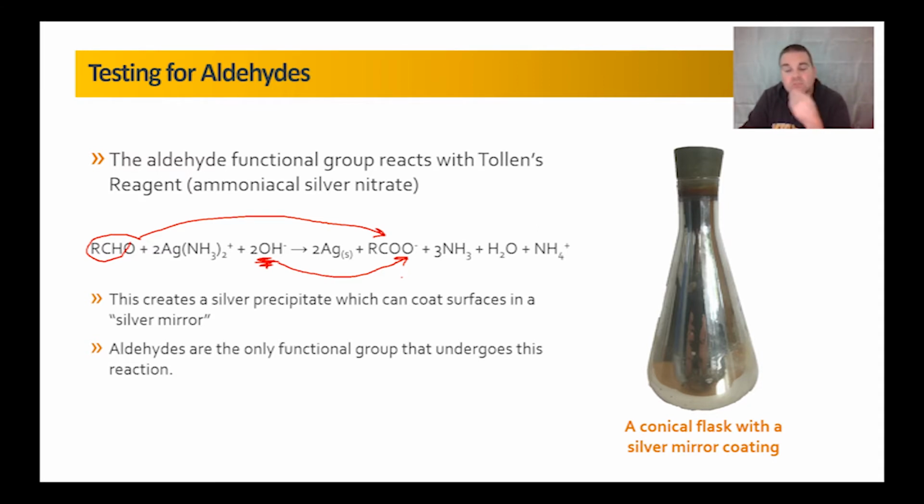What they like to do sometimes in the exam is ask you to draw the structure of the product of the reaction with Tollen's reagent, so you need to draw the deprotonated carboxylate ion. The ammoniacal silver solution is what gives us our solid silver precipitate, and you can see this is a conical flask that I did a couple of years ago. You can see the quite strong silver mirror that's formed on the inside, a silver precipitate which has coated the inside of the conical flask. Aldehydes are the only functional group that undergoes this reaction, so it's a really good test.